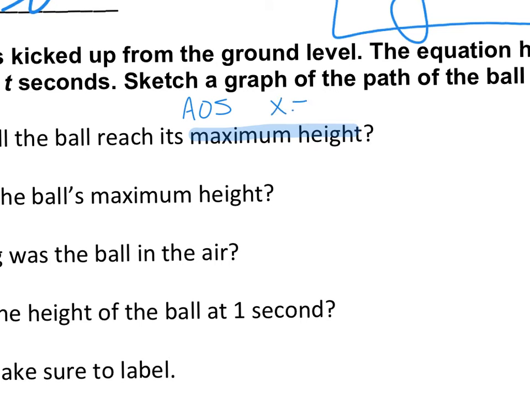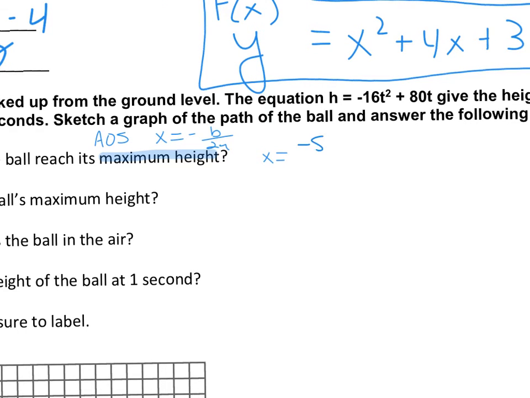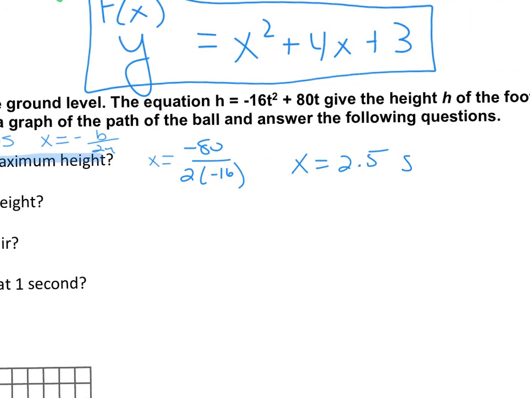So I'm going to be using x equals negative b over 2a. So x equals negative b, which is negative 80, over 2 times negative 16. I'm going to take negative 80 and divide it by negative 32, and I ended up with 2.5 seconds, since we're talking time.